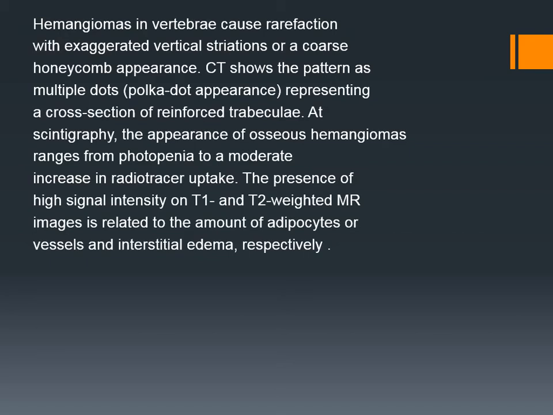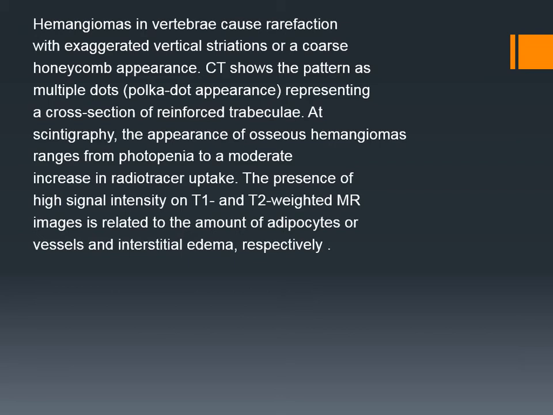Hemangioma in the vertebra causes rarefaction with exaggerated vertical striation or a coarse honeycomb appearance. CT shows the pattern as multiple dots, a polka dot appearance representing cross-sections of the reinforced trabeculae. At scintigraphy, the appearance of osseous hemangioma ranges from photopenia to moderate increase in radiotracer uptake.